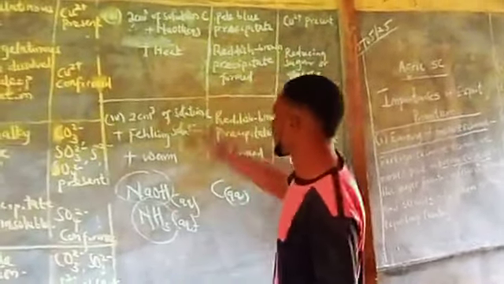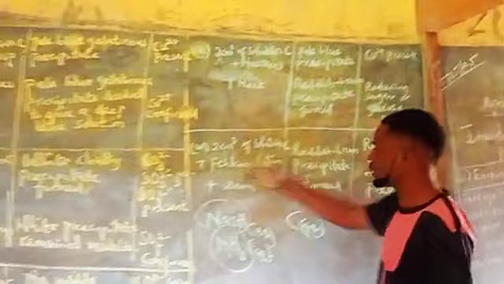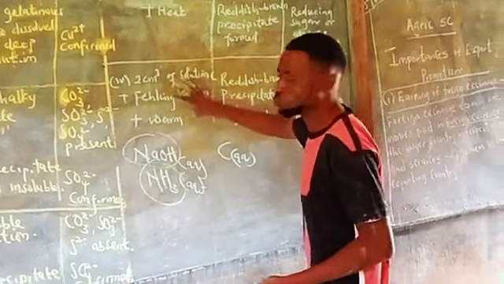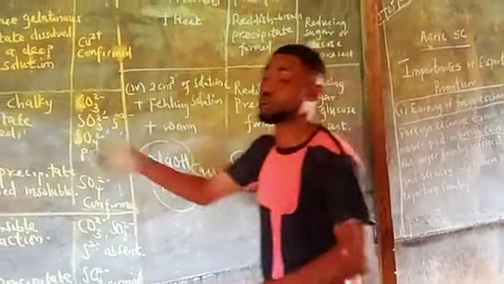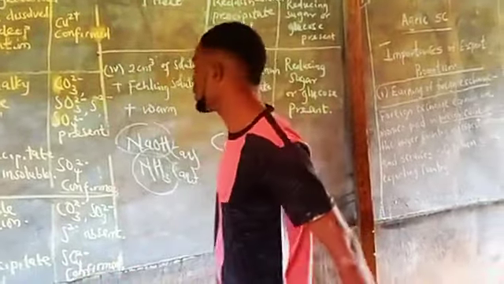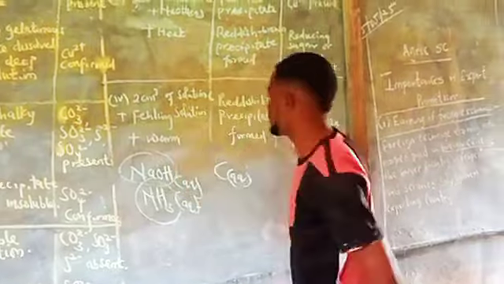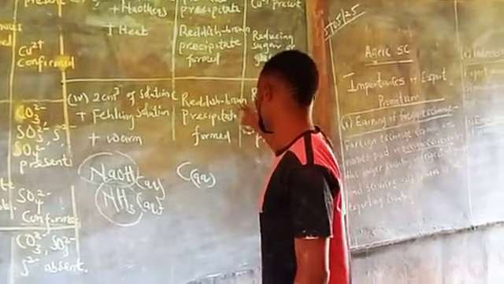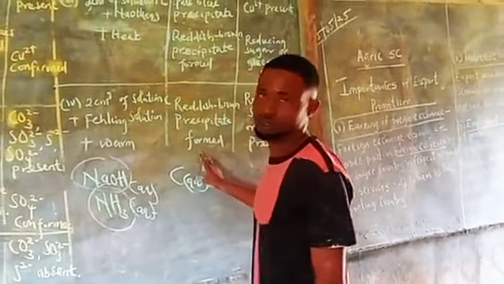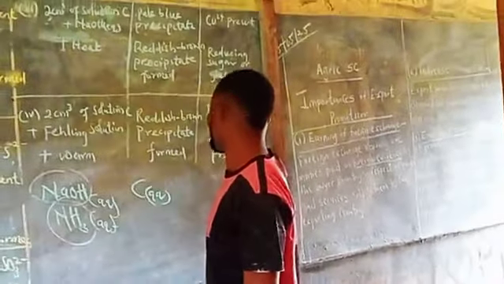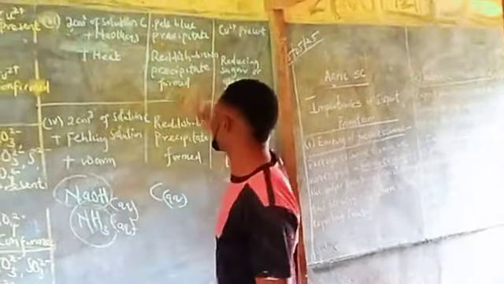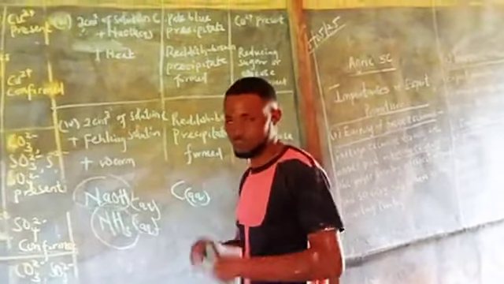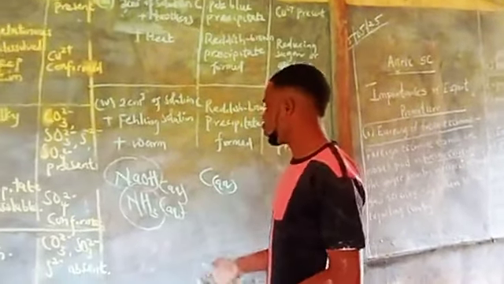Is it clear now? Another way you can test for glucose is this. 2 cm cube of solution, add Fehling's solution A plus Fehling's solution B, or just say add Fehling's solution and heat. A reddish brown precipitate forms, showing sugar or glucose is present. Or some people like to write a brick red precipitate forms. Is it clear now? You are correct.